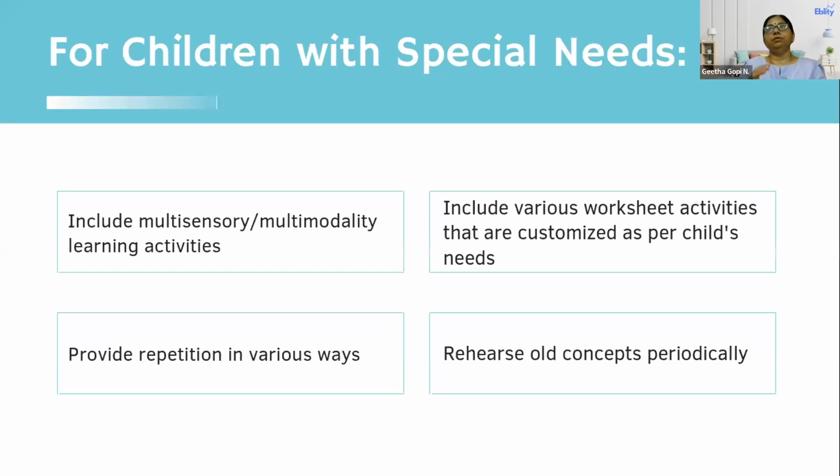Include worksheets which are tailor-made for the child or customized as per the child's needs and challenges. Provide repetition, but provide repetition in different ways. Don't repeat in the same manner. So if you are asking the child to practice spelling the word by writing 10 times, just writing 10 times alone is not enough. So probably building the words using letter cards, or writing the words on sand, or mapping the words with the blanks given. So give it in different ways. Repeating is important, but not repeating in the same boring, monotonous ways, but repeating in different ways.